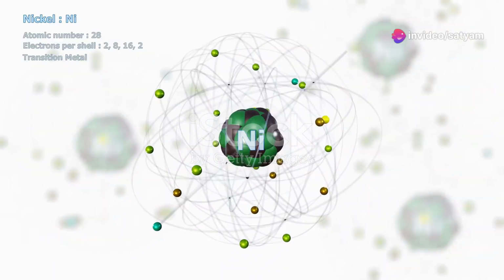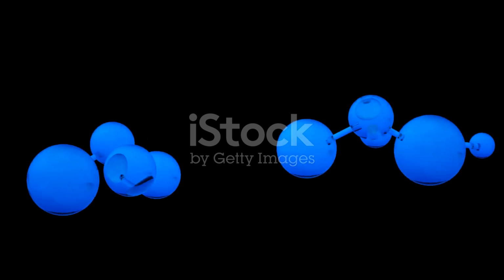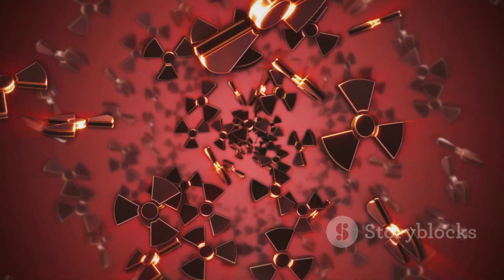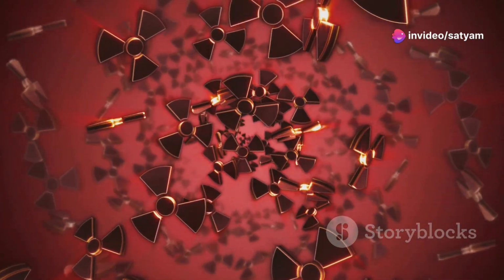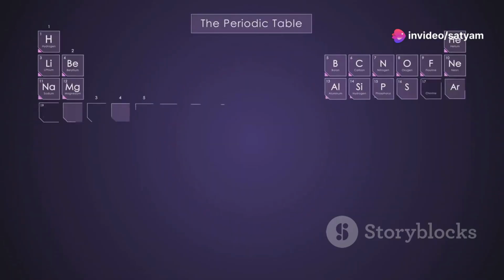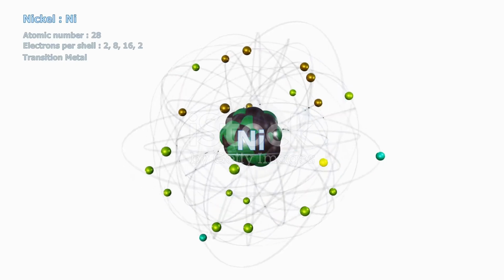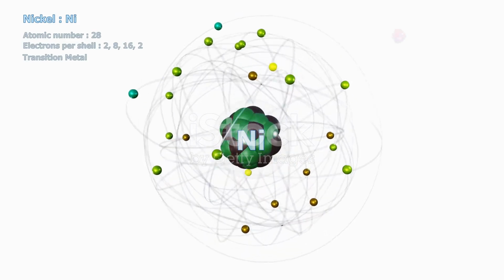Each subshell is denoted by a letter, S, P, D, or F, and can hold a specific number of electrons. The S subshell holds a maximum of 2 electrons, P holds 6, D holds 10, and F holds 14. These subshells are filled in a specific order, starting with the lowest energy level. This order is governed by the Aufbau principle, which states that electrons fill orbitals with the lowest energy first.